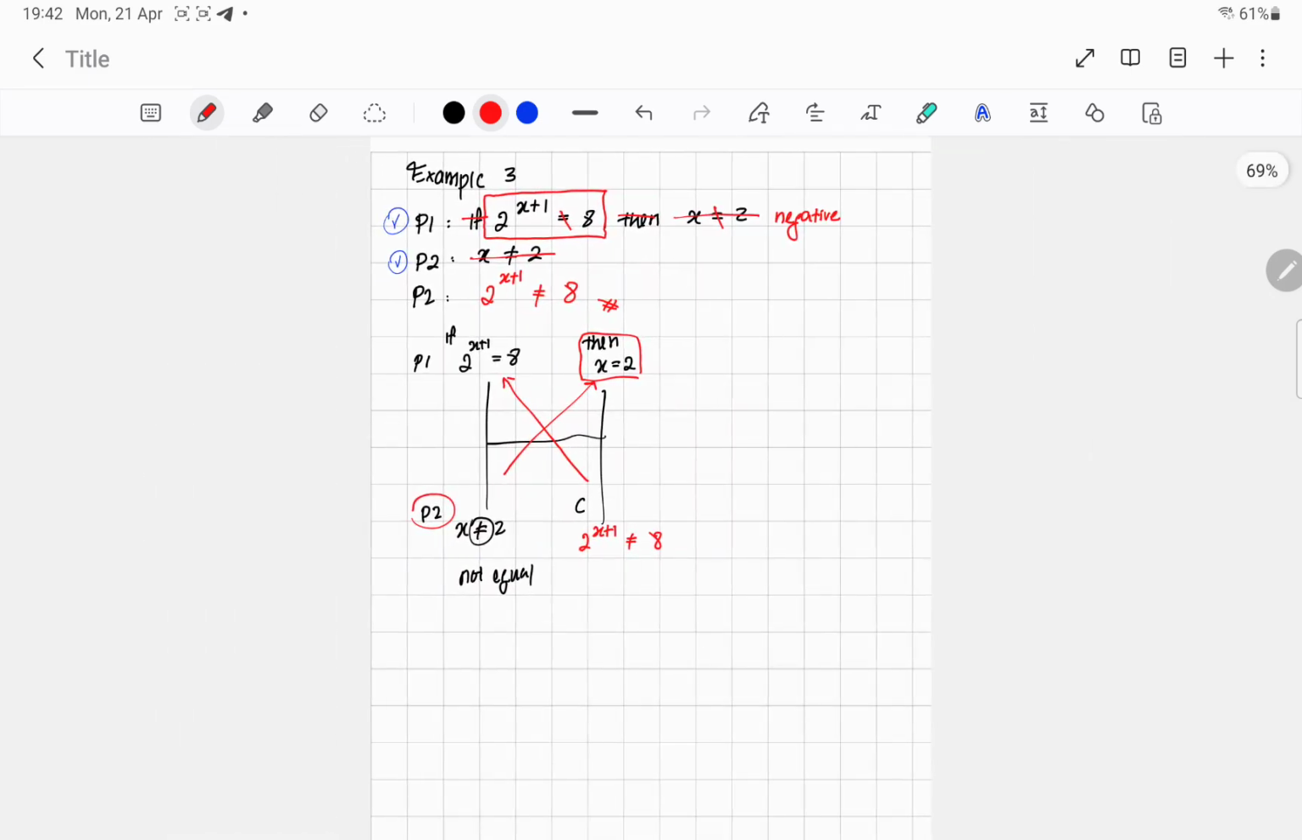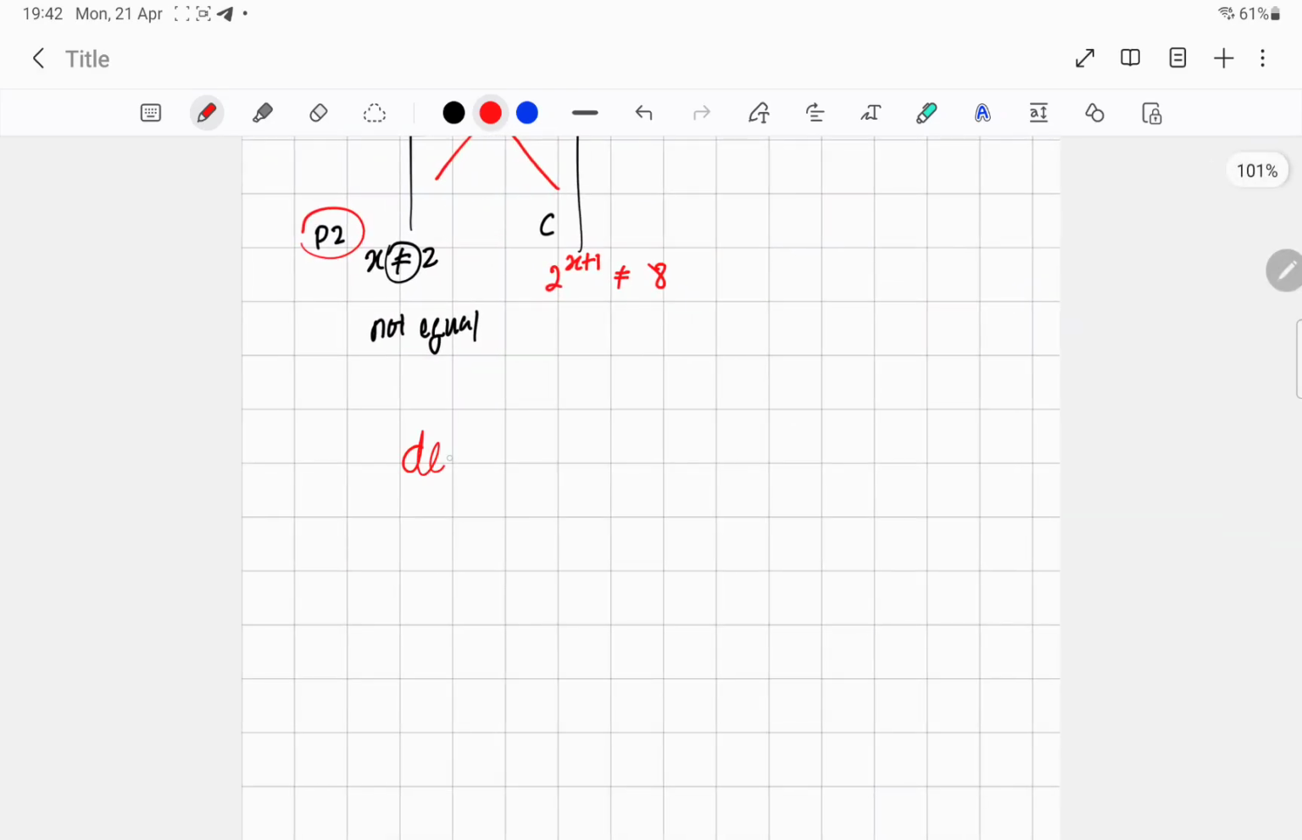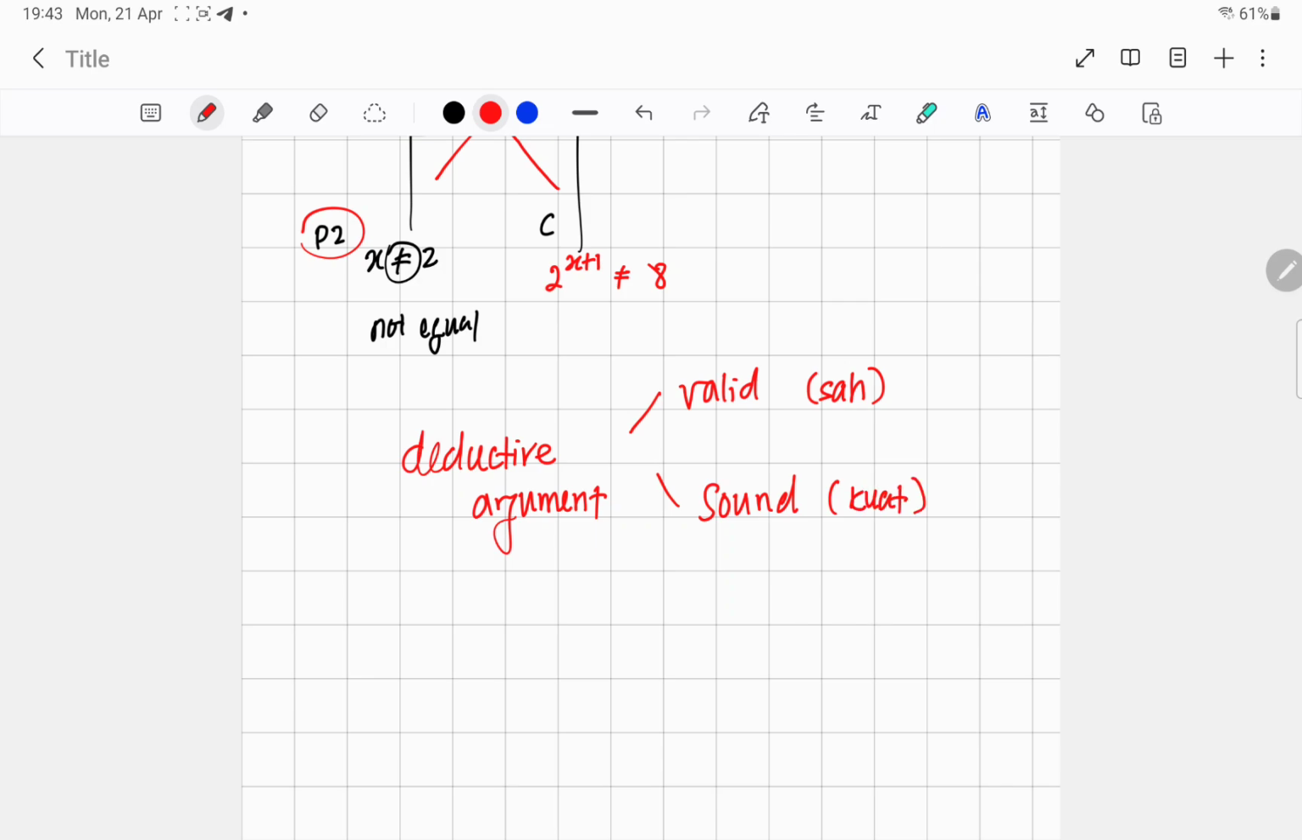Okay, in the next video we will determine how to see whether a deductive argument is valid and also sound. Valid means sah, and a sound one means kuat, that the argument is strong and convincing.